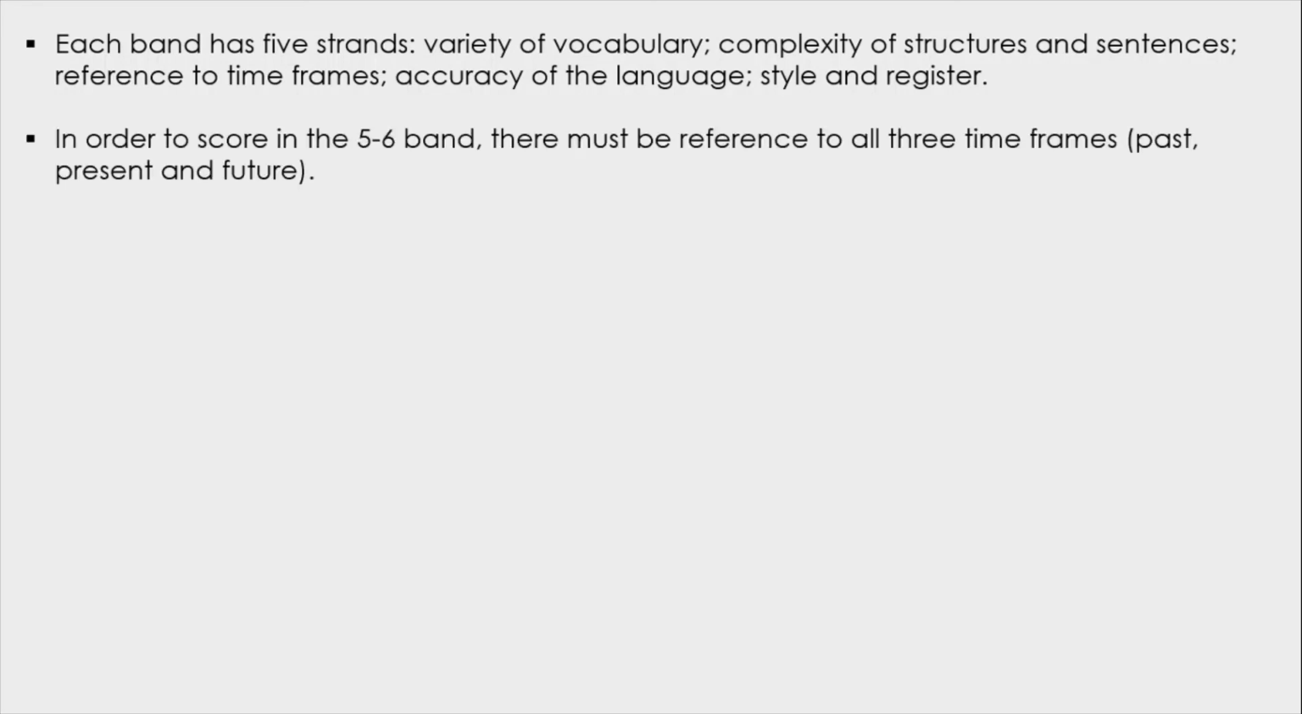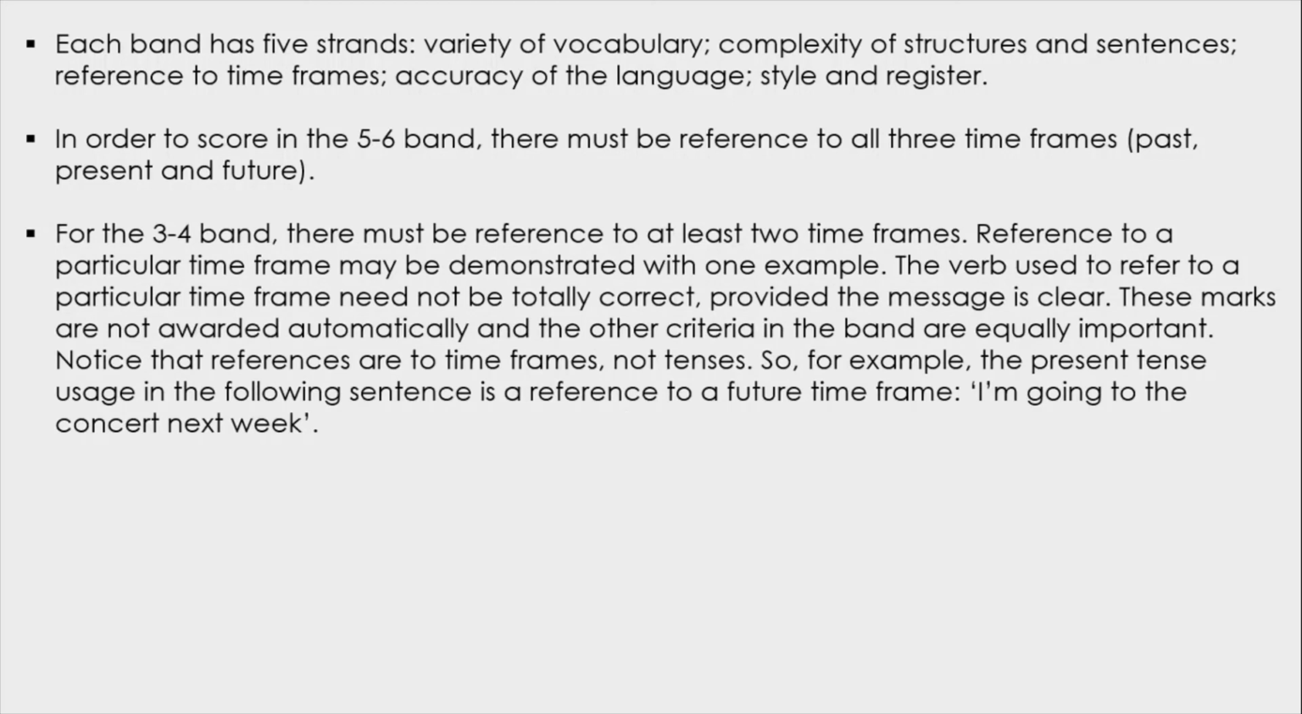In order to score in the band 5-6, there must be references to all 3 time phrases, past, present, and future, as required by the task. For the 3-4 band, there must be reference to at least 2 time phrases. Time frames: reference to a particular time frame may be demonstrated with one example. The verb used to refer to a particular time frame needs to be totally correct, provided the message is clear. These marks are not awarded automatically, and the other criteria in the band are equally important.